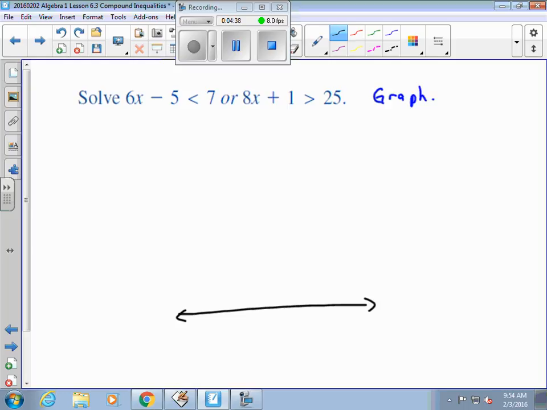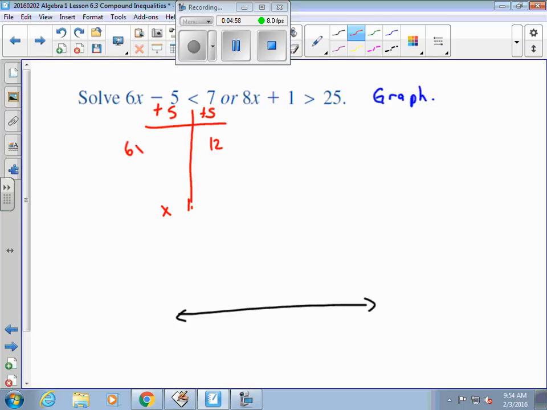All right, let's take a look at it. It says 6x minus 5 is less than 7. We want to get x all by itself. It's already on the left side. That's good. Undo minus 5 by adding 5. You do it to the left, do it to the right. Remember, when you add 5, 7 plus 5, you get positive 12.